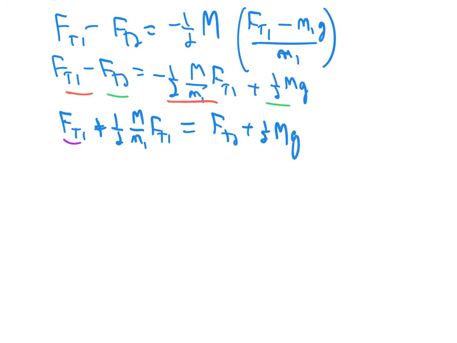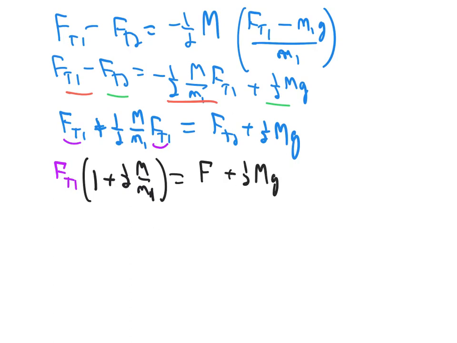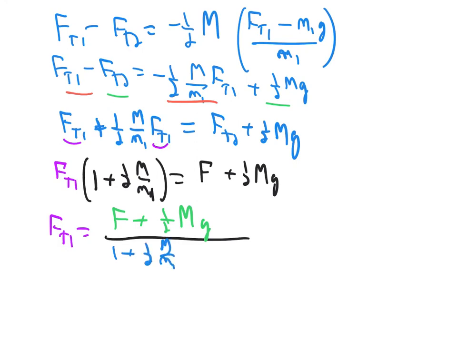And next we're going to factor out FT1 from both terms, so we'll have FT1 out here, and on the inside we'll have 1 plus 1/2 times the ratio of the masses, and all of that will equal FT2, which remember is the F that we're pulling with, plus 1/2 Mg. So FT1 is going to be F plus 1/2 capital M g over 1 plus 1/2 the ratio of masses.